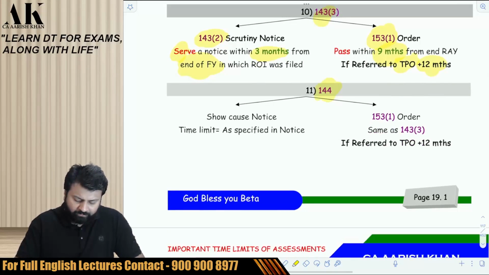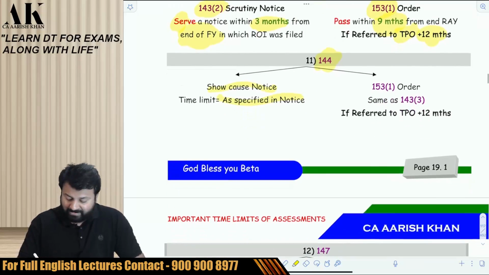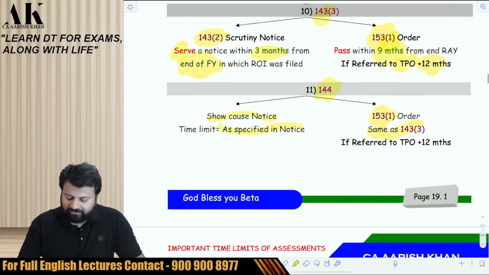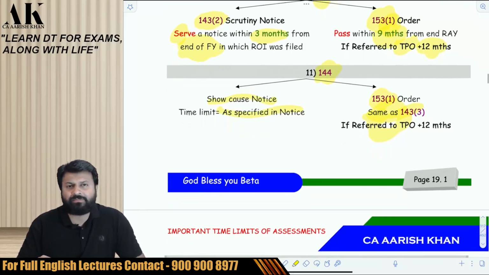Then 144 show cause notice, there is no time limit. But 153.1 time limit is same as the previous one. This order will also be passed within 9 months from the end of the relevant assessment year plus 12 months extra if the matter is referred to TPO.